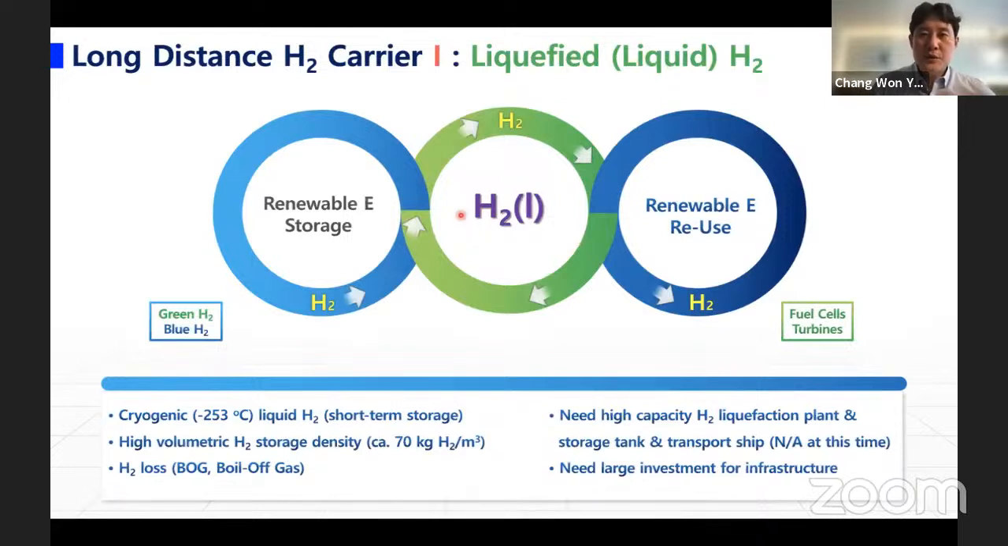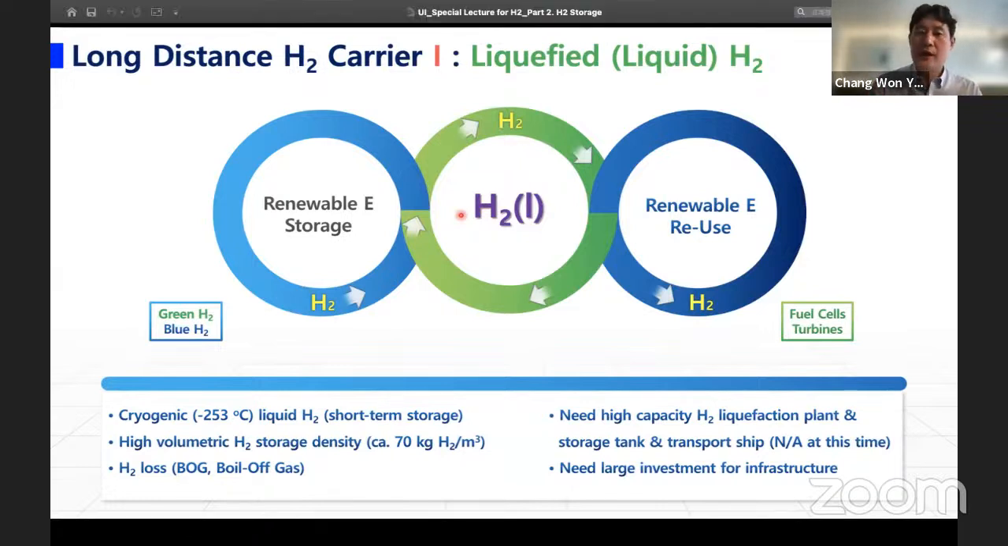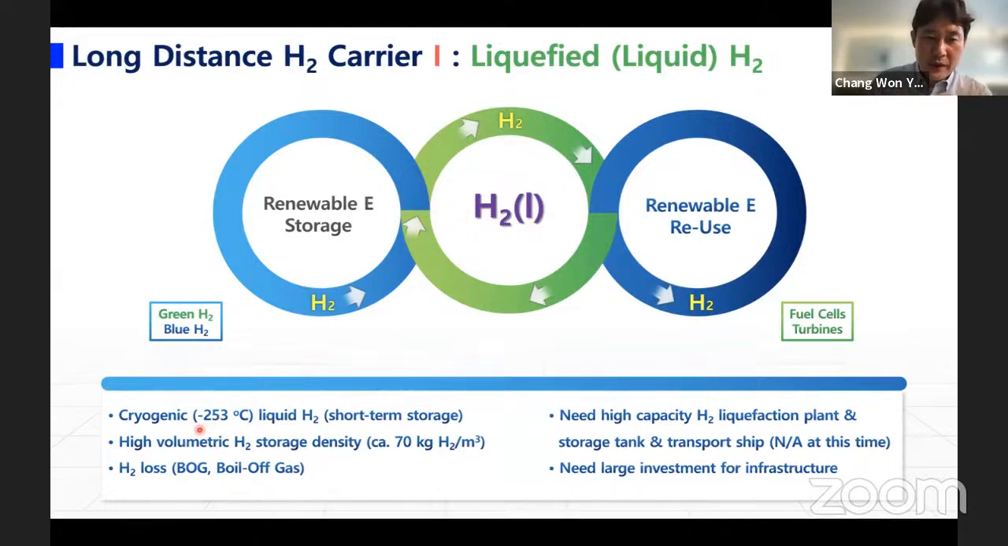So the first candidate is, okay, just make liquid hydrogen, right? Gaseous hydrogen has the issue. Then what we can do is cool it down to negative 253 degrees Celsius, then we can make liquid hydrogen. Then the density will be increased, and we can transport this liquid hydrogen to the desired site. So the first is liquefied hydrogen, which has high volumetric hydrogen storage density. In 1 cubic meter, you can store 70 kilograms of hydrogen. But the problem is hydrogen loss.